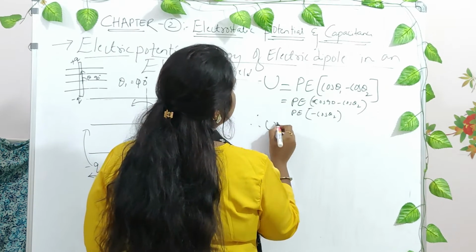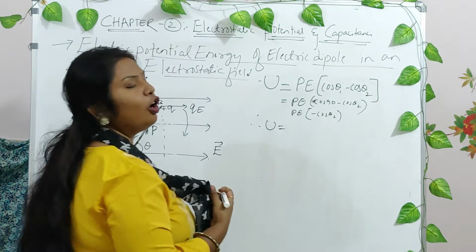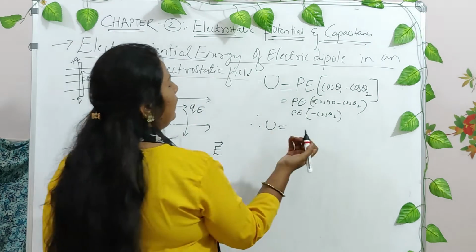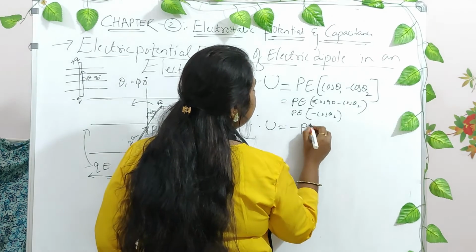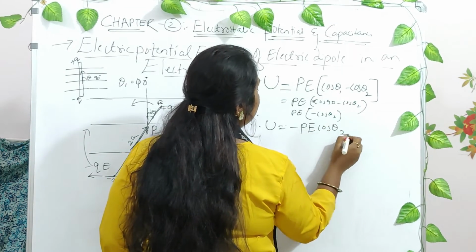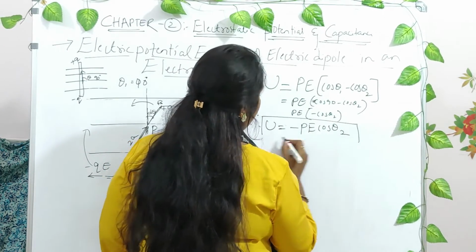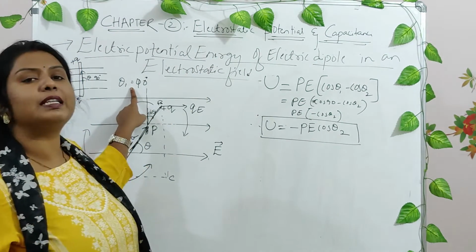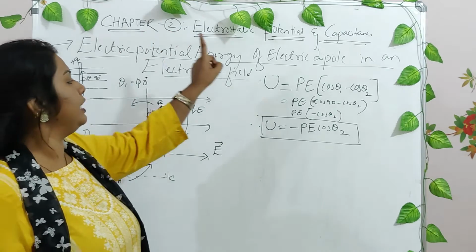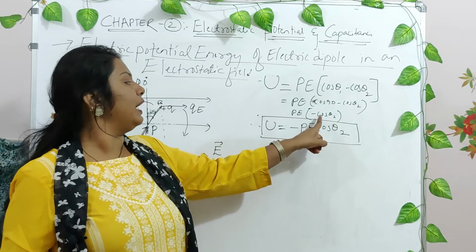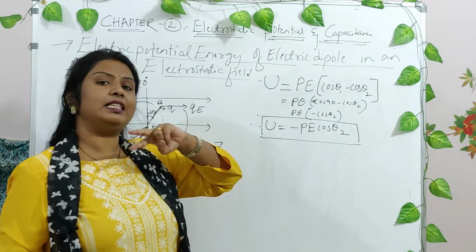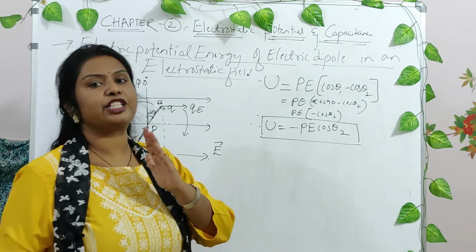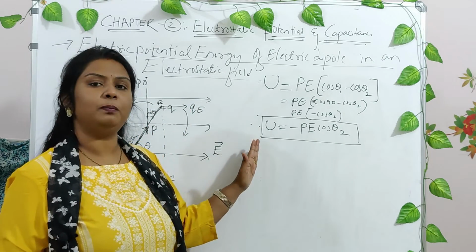So what is the total potential energy of the electric dipole in an electric field? It can be written as minus pE cos theta 2. Why? Because we have considered the very first angle, the reference angle, at 90 degrees, and hence cos 90 gives 0. We are left with cos theta 2, the second angle, in whichever direction it is moving. Did you follow? Right?